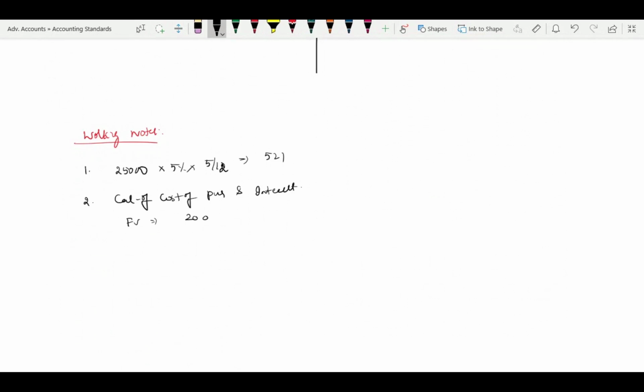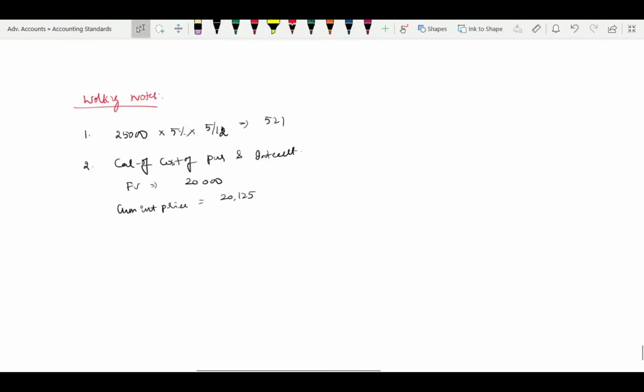So face value is equal to 20,000. So what is the purchase price? The purchase price cum interest is 20,125. So what is the interest? Interest is 20,000 face value into 5% into 5 by 12. Sir, how 5 by 12? Look out, the next interest date is 30th September. But this investment was purchased on 1st September. Therefore, interest is paid every 6 months.